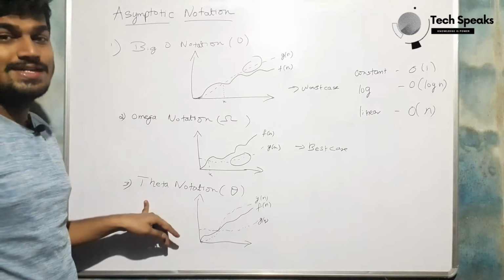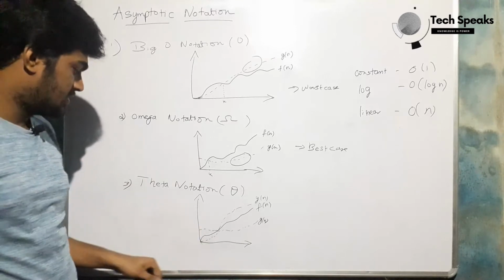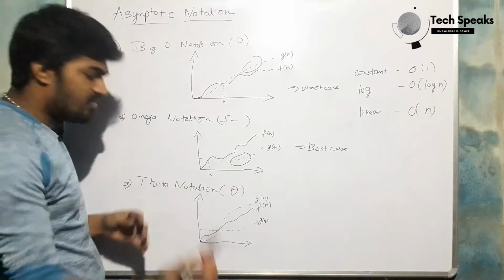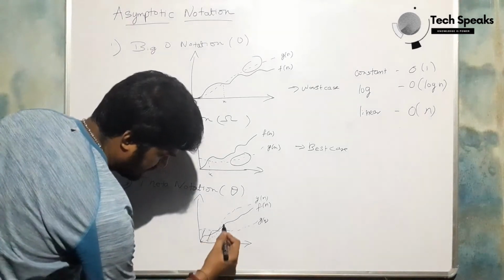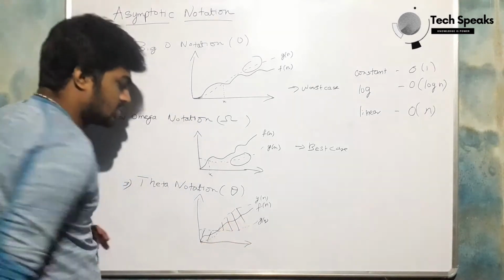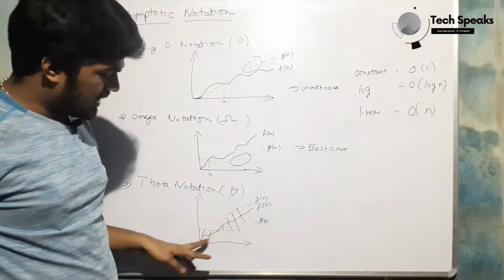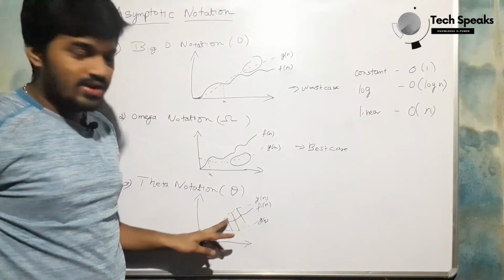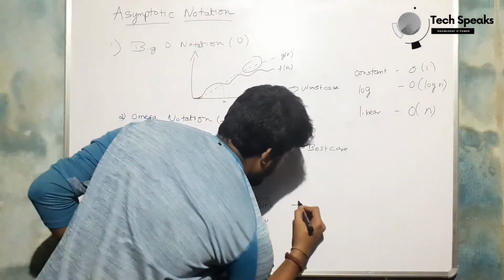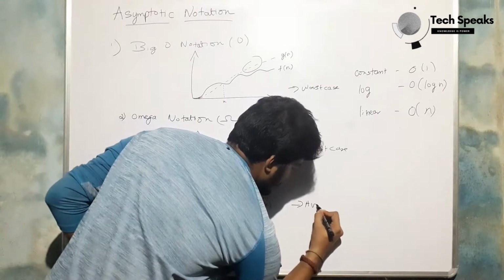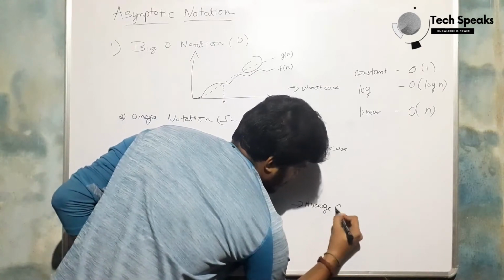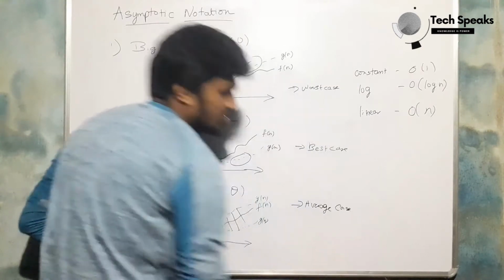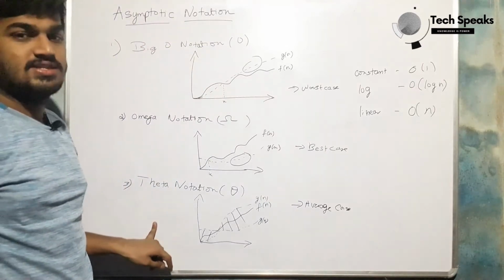Next one is theta notation. Theta notation is used for the average case, as you see here. You can calculate the average time in this notation. So it's used for the average case calculation.